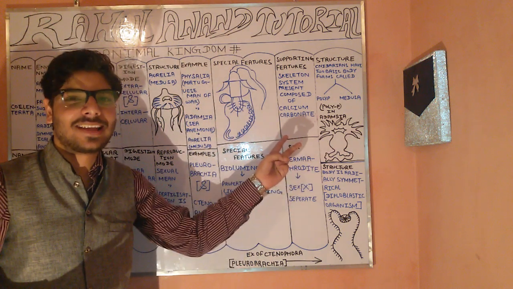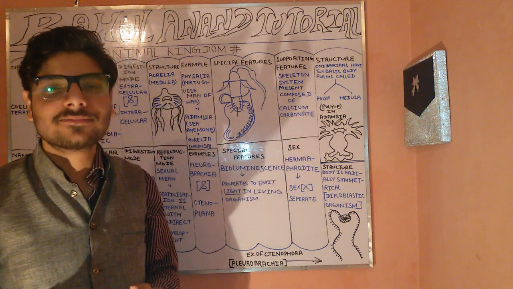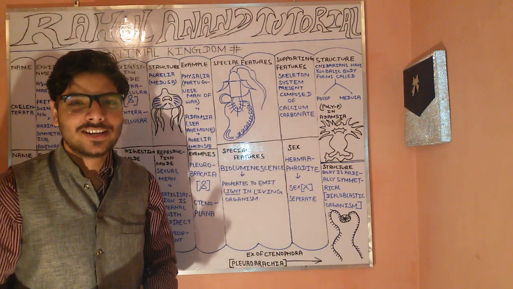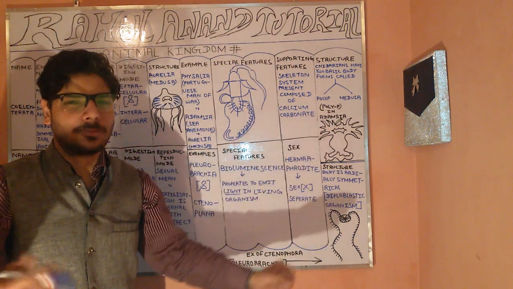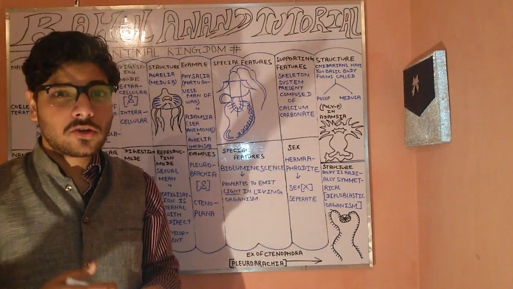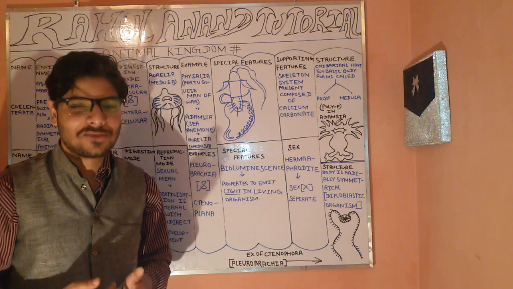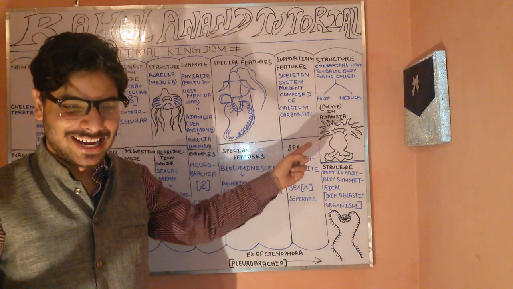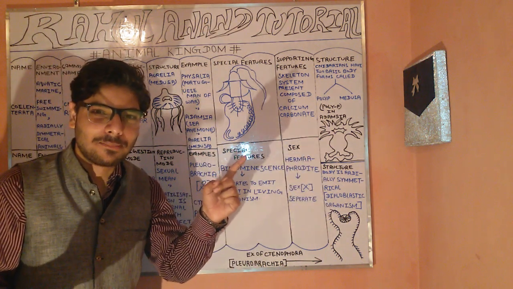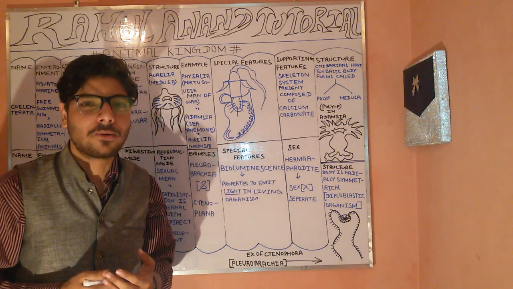It is supported with the help of the skeletal system, which is composed of calcium carbonate. Now, when we talk about structure in the Coelenterata, we have two forms in terms of body design: the primary ones, the medusa as well as the polyp.